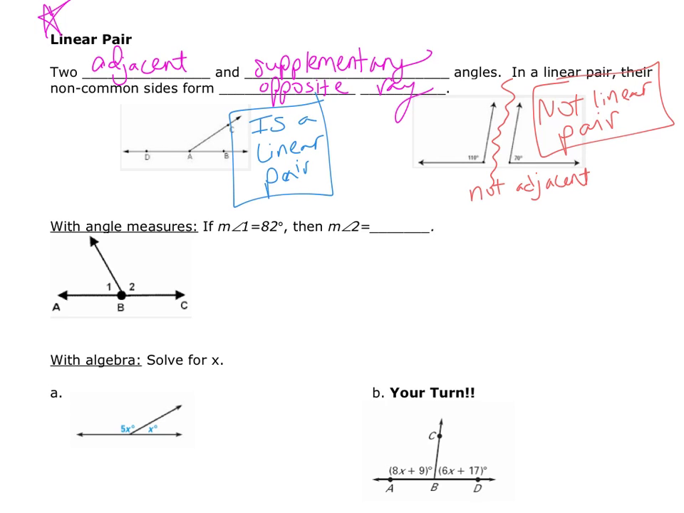For this next example, we have angle measures. If angle 1 is 82 degrees, then we need to figure out what angle 2 is going to be. Now realize this is a linear pair, and if it's a linear pair, we know that it's adjacent. We also know it's supplementary. So we can use the idea that all together these will equal 180 degrees, which means that we can add 82 plus angle 2 equals 180 degrees, and then we can solve for the measure of angle 2 by subtracting 82 from the left, and we would end up with 98 degrees for angle 2.